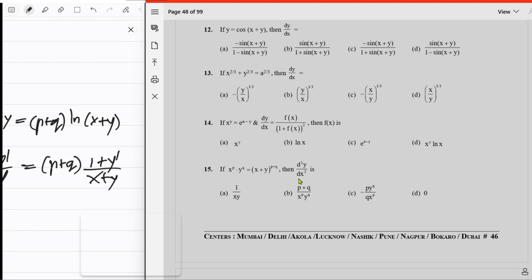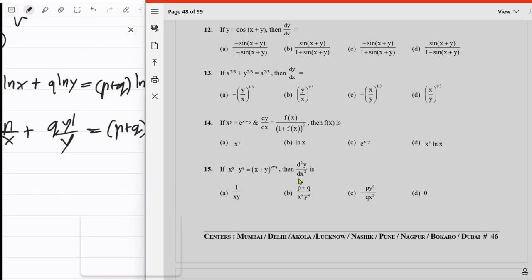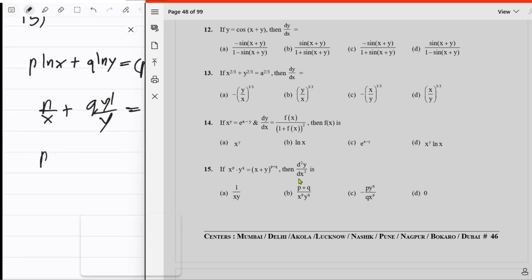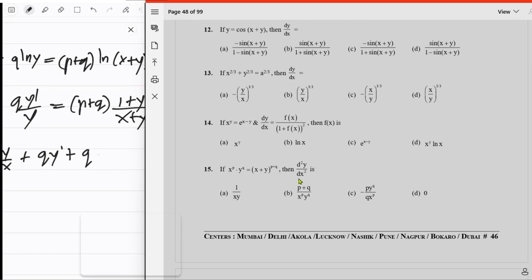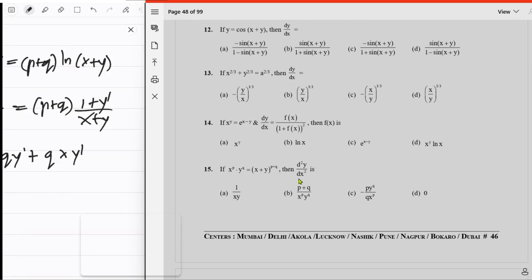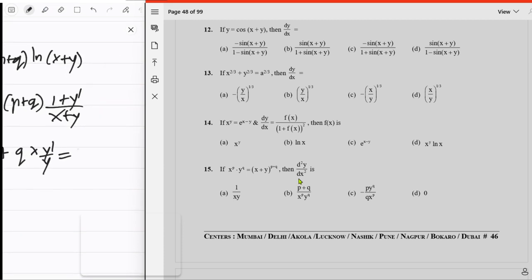You want y double dash. As if it's not already bad enough. So just multiply by x plus y, I guess. Then this will be p plus py upon x plus qy dash plus qxy dash upon y is equal to p plus q times 1 plus y dash. Wow.